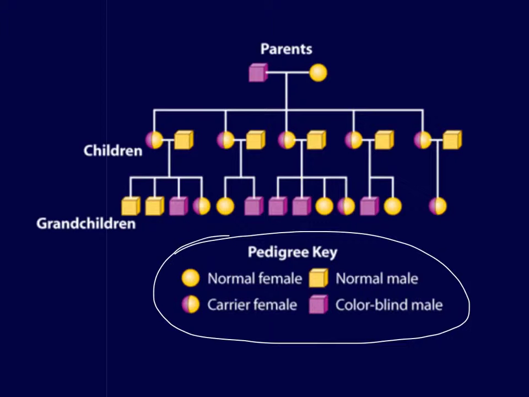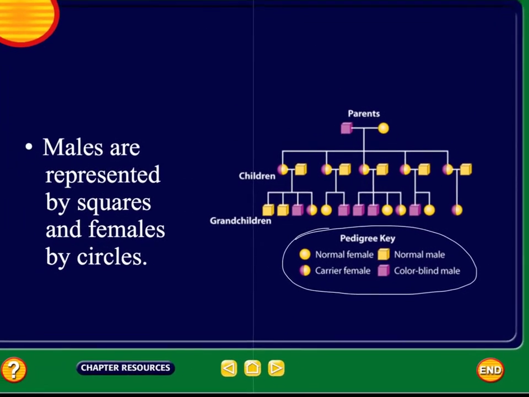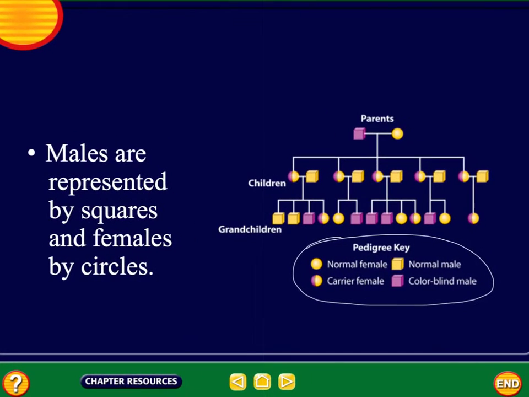Something else that's very important to note, and is here in the PowerPoint, is that males in a pedigree are typically represented by squares and females are represented by circles. So in this pedigree you can see this here is a male, this here is a female, and that's important information for you to know.